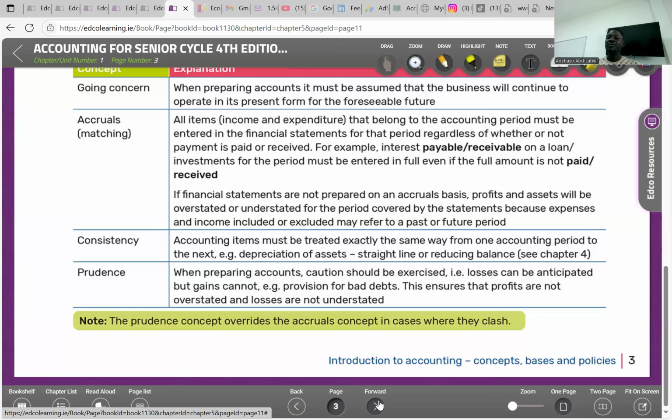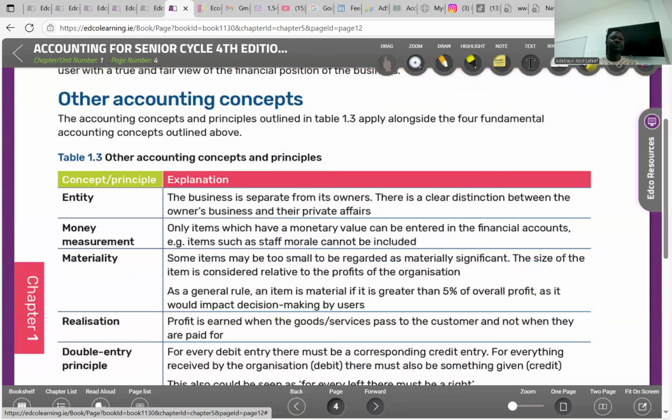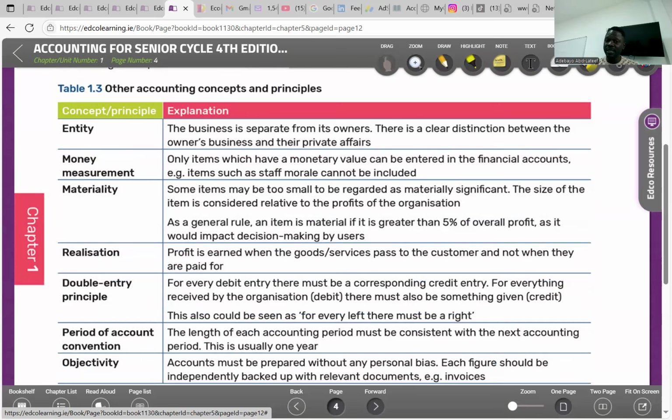So it is important for a business to take into consideration these four principles when preparing the financial statement: going concern, accrual principle, consistency, and prudence. And there are other concepts and conventions that a business might take into consideration, which are entity. The business is separate from its owners. There's a clear distinction between the owner's business and their private affairs. So another accounting concept or principle is that the business should be treated as a separate entity from the owners of the business. Money measurement.